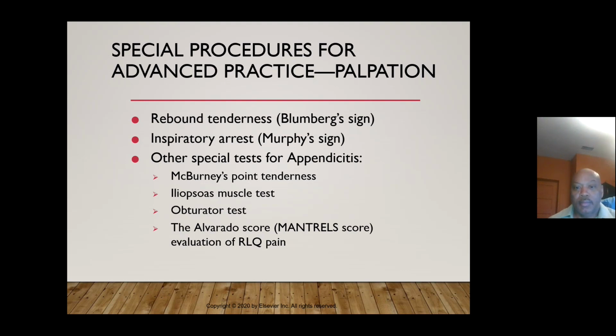All of these tests are under other special tests for appendicitis that we won't be looking at in detail. So we talked about McBurney's point tenderness. There's also the iliopsoas muscle test, and I can show you what that looks like. These two would also be tests that you might see more of.